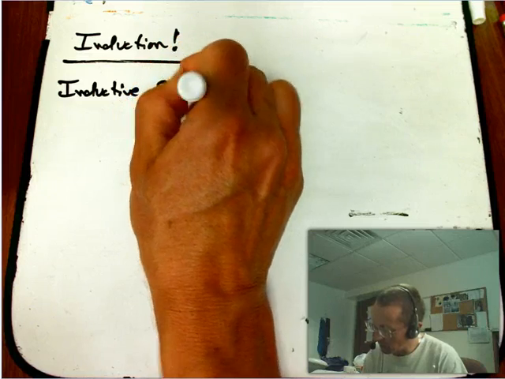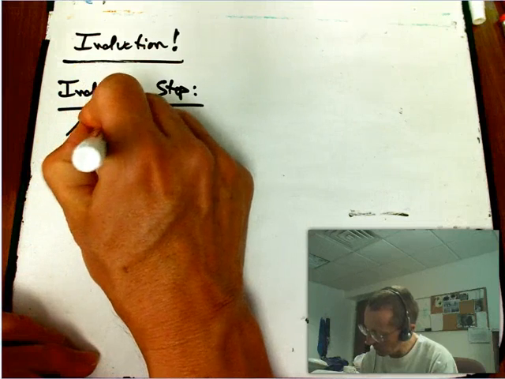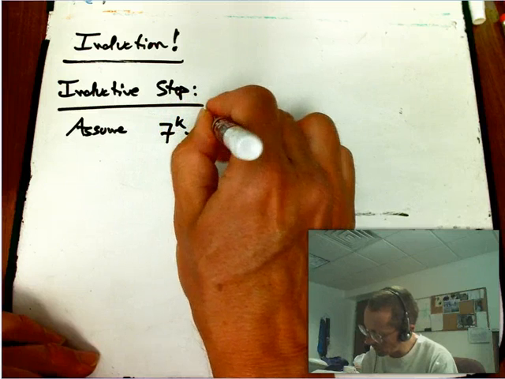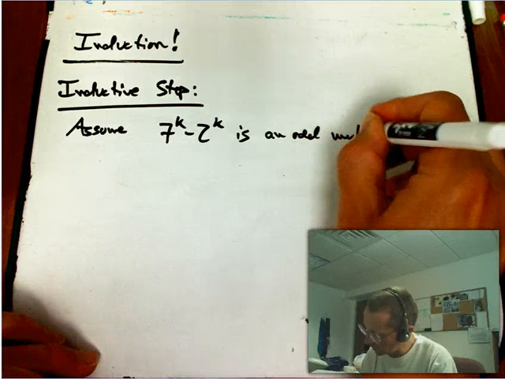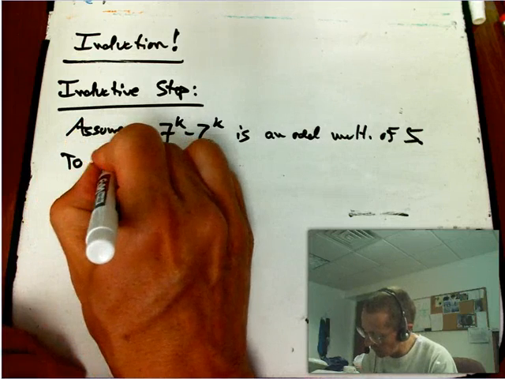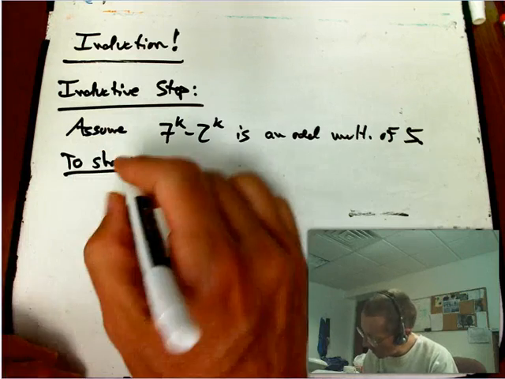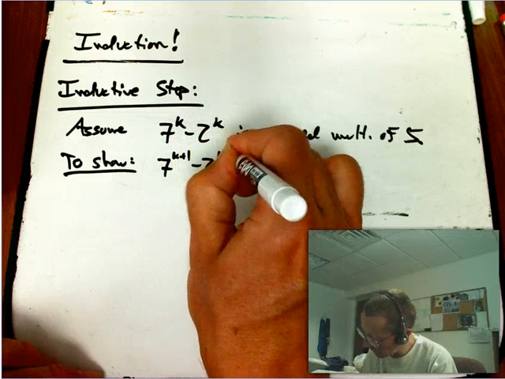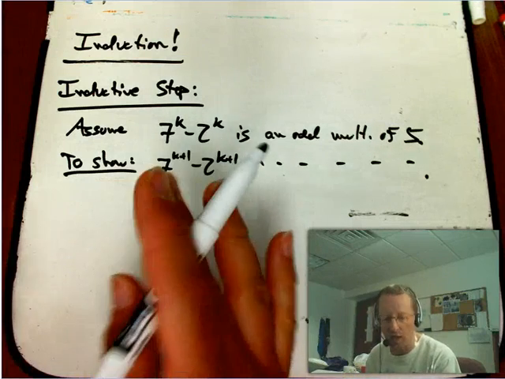So we're going to make clear that we're doing an inductive step, because otherwise it could seem circular. We're going to assume that 7 to the k minus 2 to the k is an odd multiple of 5. Okay, and now this is a subproof that we want to do. Given that extra assumption that we didn't have before, I want to show for this particular k, the same thing is true for k plus 1. So this is p of k, that's p of k plus 1. So now we're just getting down to cases here.